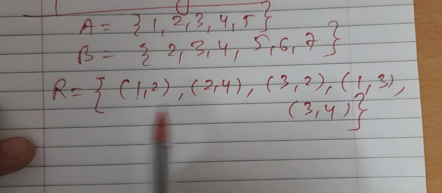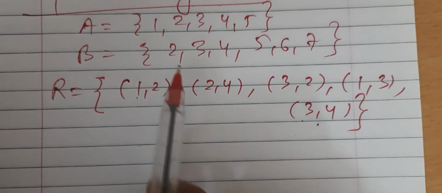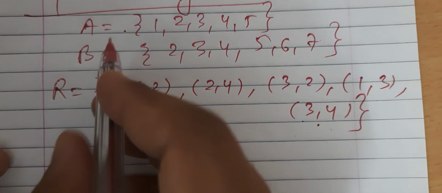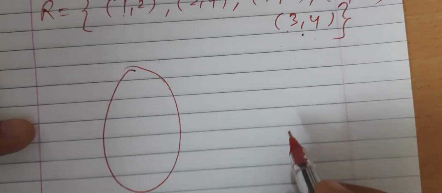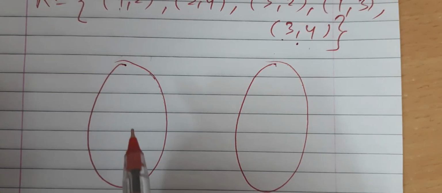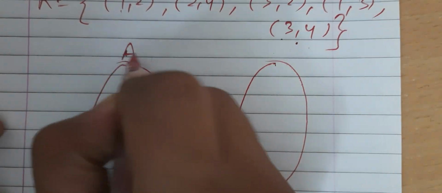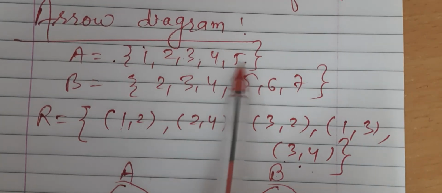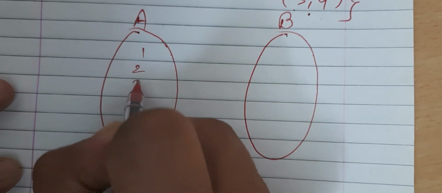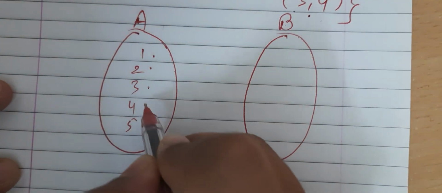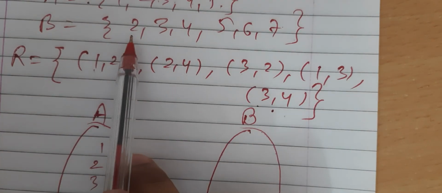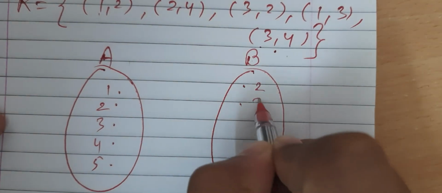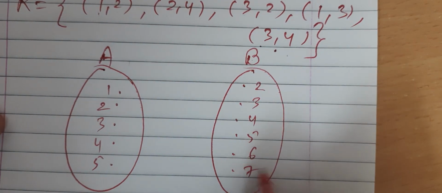We know that all the first elements of the ordered pairs belong to set A and all the second elements belong to set B. So we have two sets. In an arrow diagram, each oval shape represents a set. This is set A and this is set B. In set A we write 1, 2, 3, 4, 5. And in set B we write 2, 3, 4, 5, 6, 7.